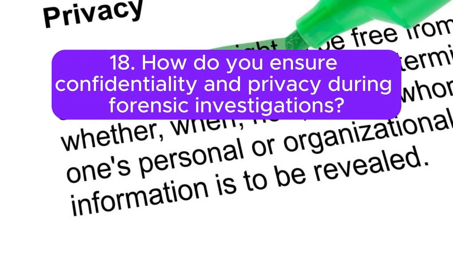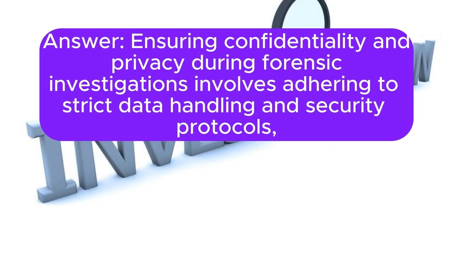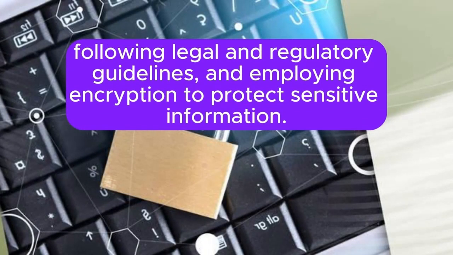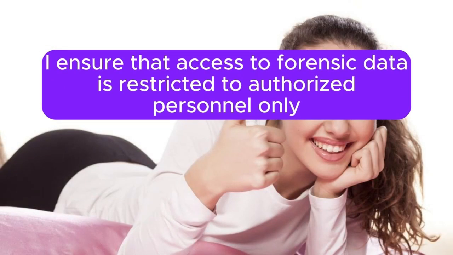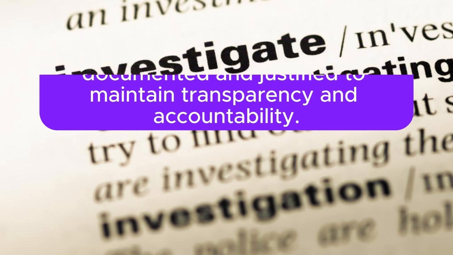18. How do you ensure confidentiality and privacy during forensic investigations? Answer: Ensuring confidentiality and privacy during forensic investigations involves adhering to strict data handling and security protocols, following legal and regulatory guidelines, and employing encryption to protect sensitive information. I ensure that access to forensic data is restricted to authorized personnel only, and that all investigative actions are documented and justified to maintain transparency and accountability.